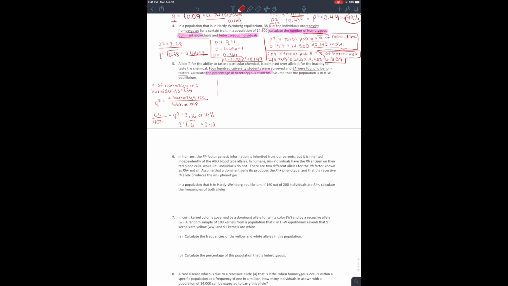Now, let's get P. Remember, P plus Q is equal to 1. P plus 0.4 equals 1. Therefore, P is going to be 1 minus 0.4. So P is going to be equal to 0.6. Let's go ahead and get P squared just for funsies. P squared is going to be 0.6 squared. So that's going to be 0.36. Got that?